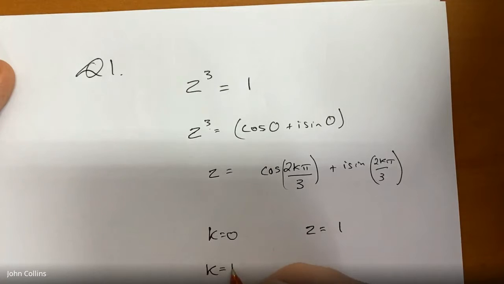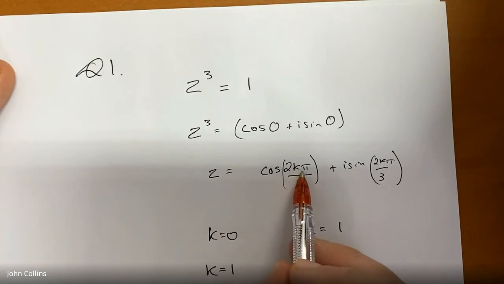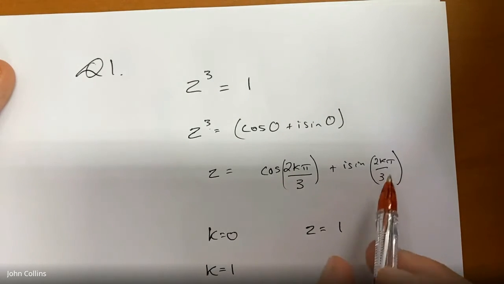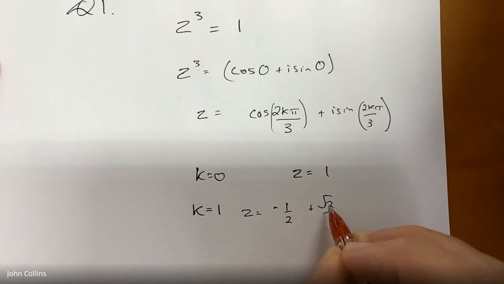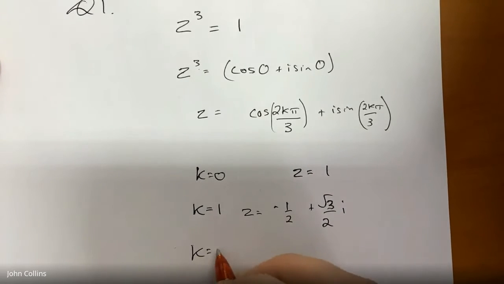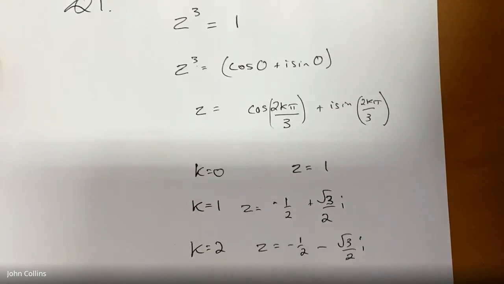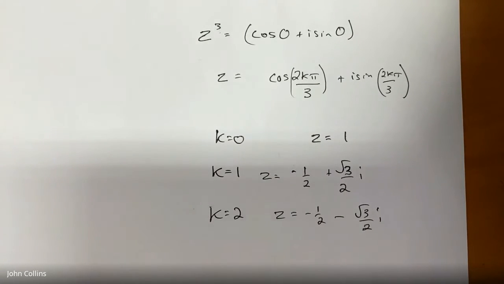1. Yeah. And when k is 1, then you're going to get cos 2 pi over 3 and i sine 2 pi over 3. So what's your answer for that? Negative a half plus root 3 over 2i. And then your final answer, which would be related to that, of course: negative a half minus root 3 over 2i. Yeah. Okay. Sweet. All right, that all makes sense to me.